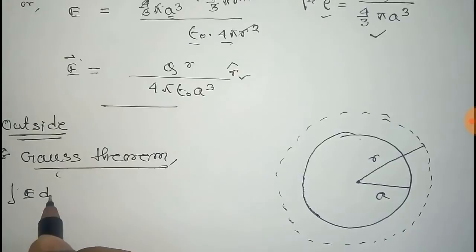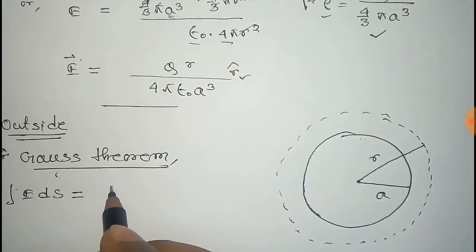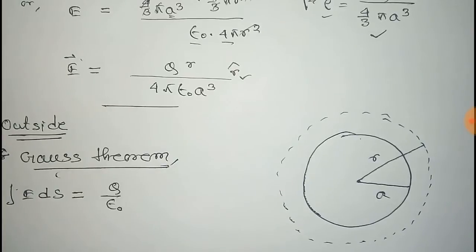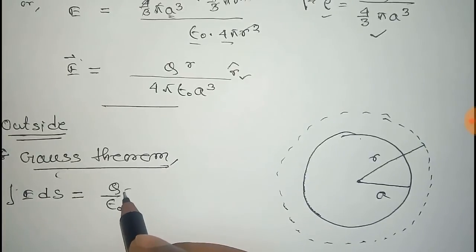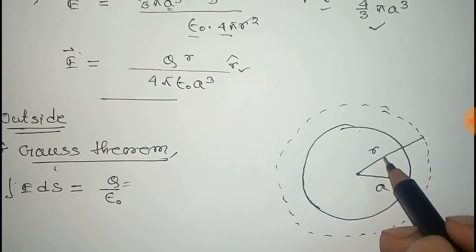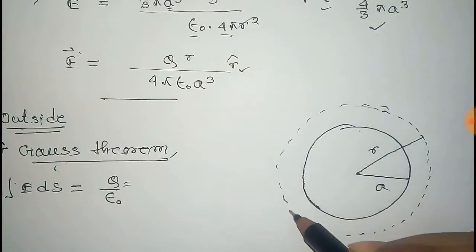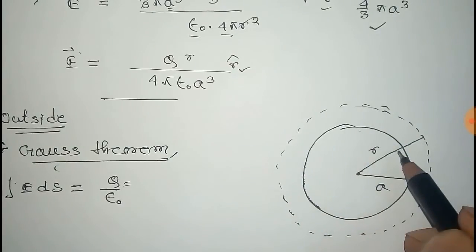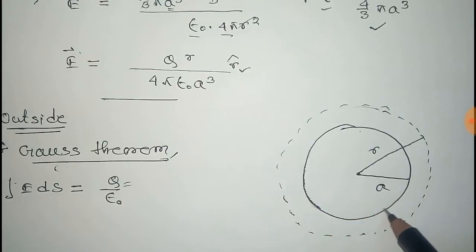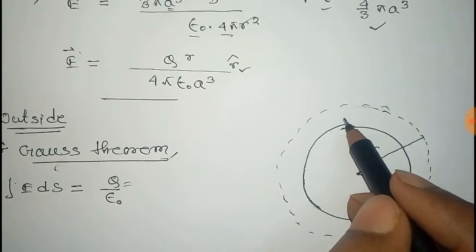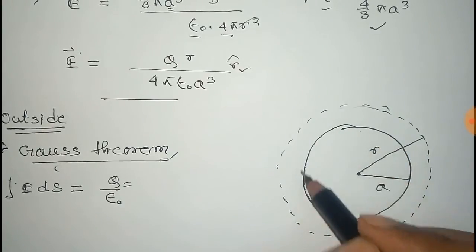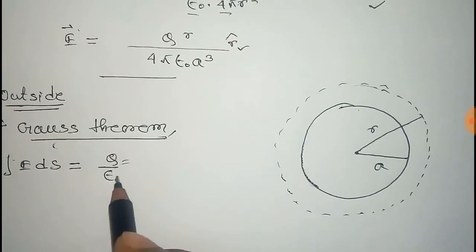the integral of E ds equal to the charge enclosed divided by epsilon naught. Here the charge enclosed by the Gaussian surface is equal to the charge enclosed by the original sphere, because there is no charge in the internal points, so this is equal to q.